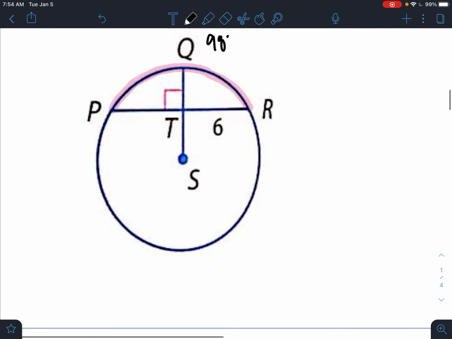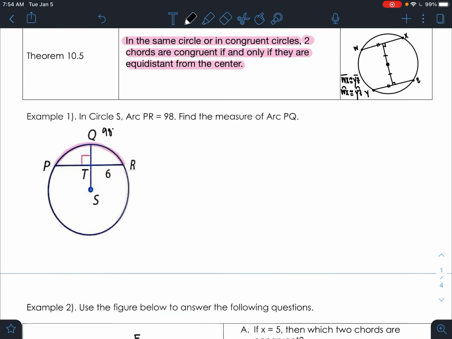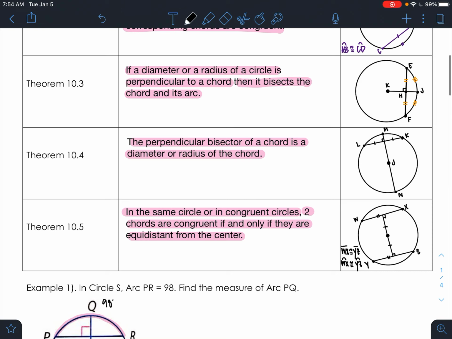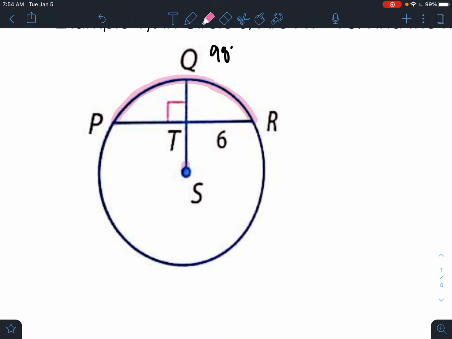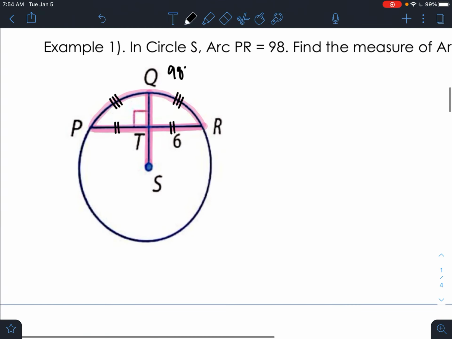All right, so I'm going to just really talk through this pretty much as thoroughly as I can. In theorem 10.3, it was told to us that if a diameter or a radius is perpendicular to a chord, then it bisects the chord and its arc, okay? So what I see here is that this radius is perpendicular to this chord right here, which means that this segment PT has to be congruent to this segment TR. And then this arc QR has to be congruent to this arc PQ.